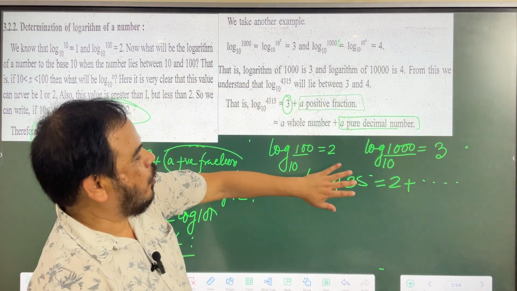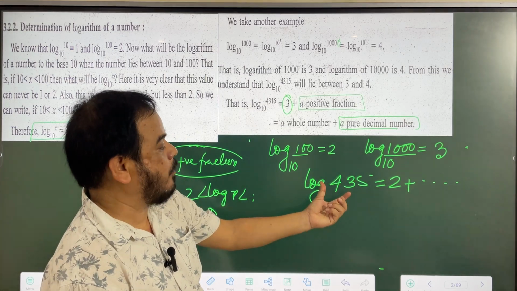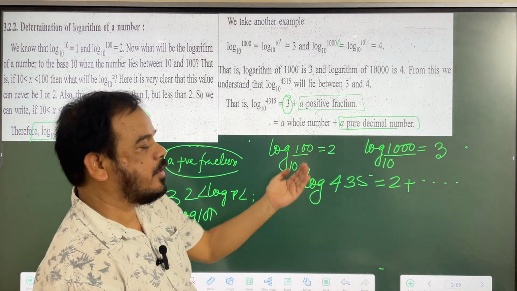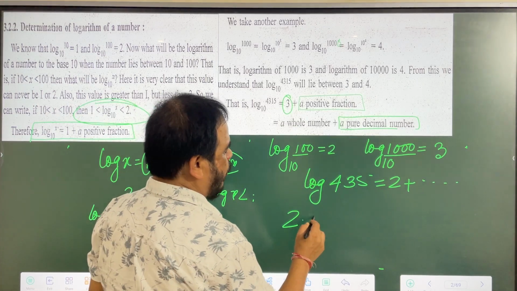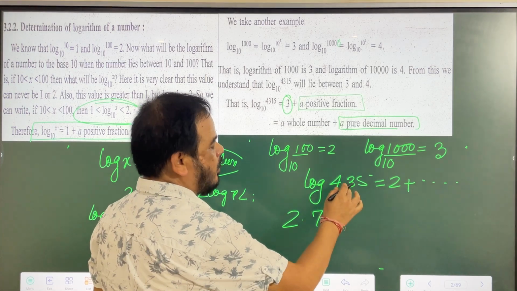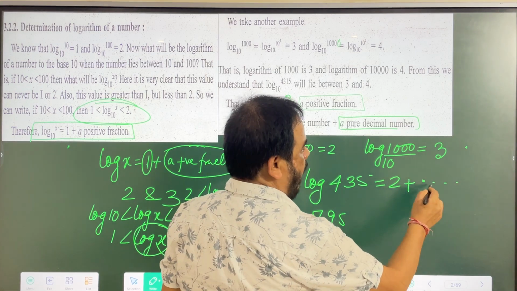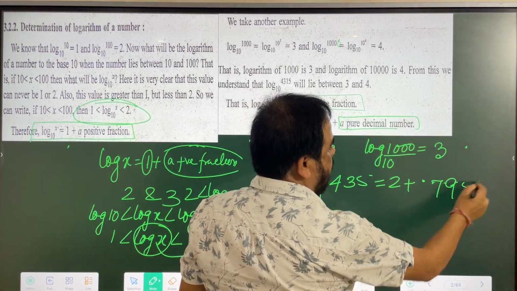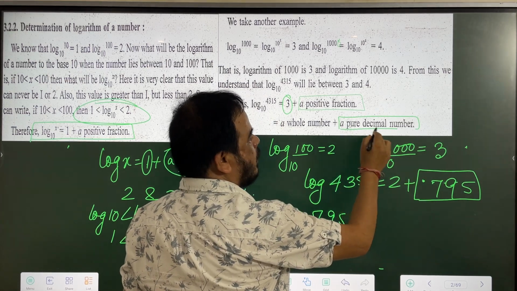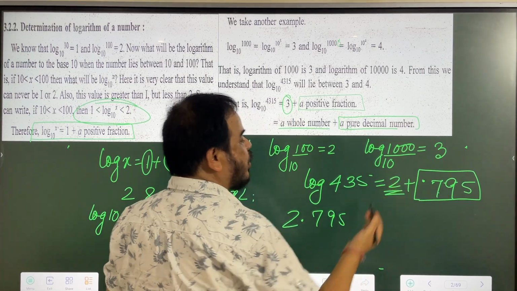Because 435 is between 100 and 1000, log 435 will be greater than 2 and smaller than 3. Suppose the value of log 435 is 2.795. So how will we write that? 2 plus 0.795. So it is a pure decimal number, and a whole number, which means an integer.